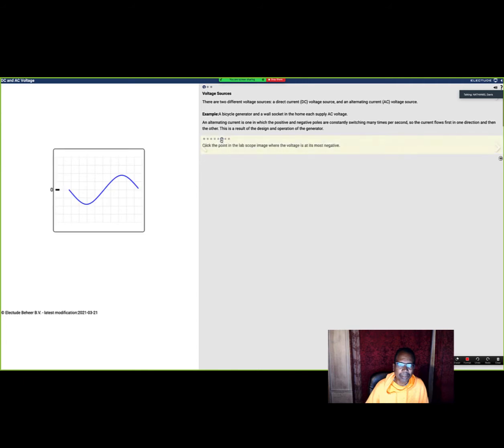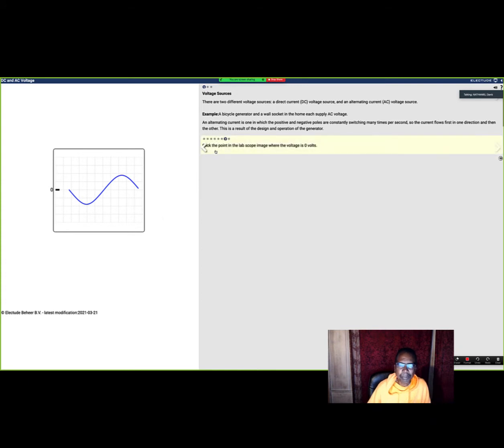It says click the point in the lab scope image where the voltage is at its most negative. So remember, this is the zero line here. Anything above is positive, anything below it is negative. So the most negative should be somewhere around here, correct? Yes, correct. Alright, let's go to the next one.